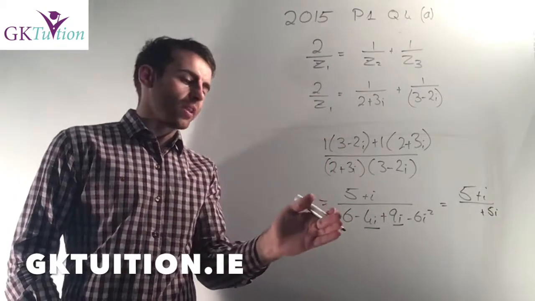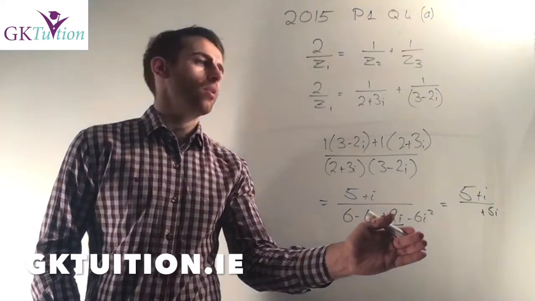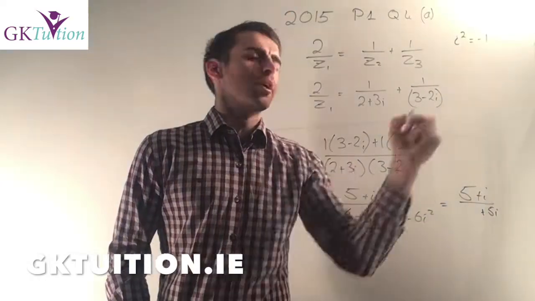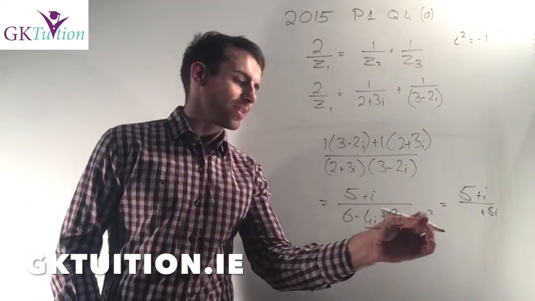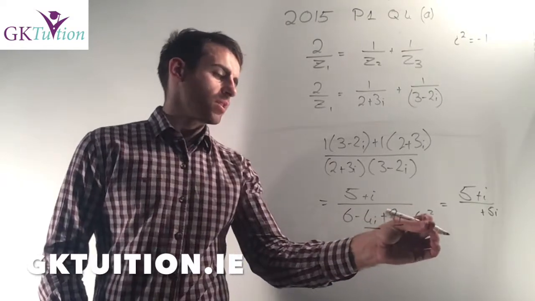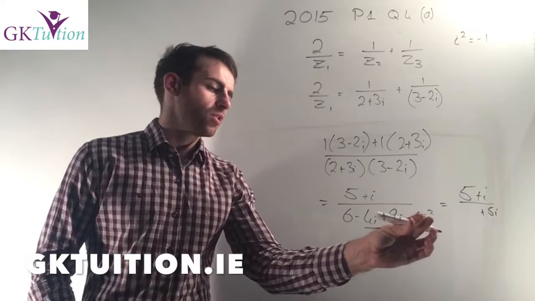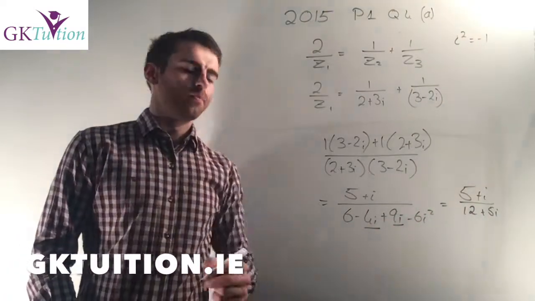And now you need to recognize that 6 and minus 6i squared are like terms. Because when we're dealing with complex numbers, i squared is equal to minus 1. Which means that minus 6 times i squared is actually minus 6 times minus 1. Minus 6 times minus 1 is plus 6. So this is actually just a plus 6. So I have 6 plus 6, which means that the number on the bottom is 12.